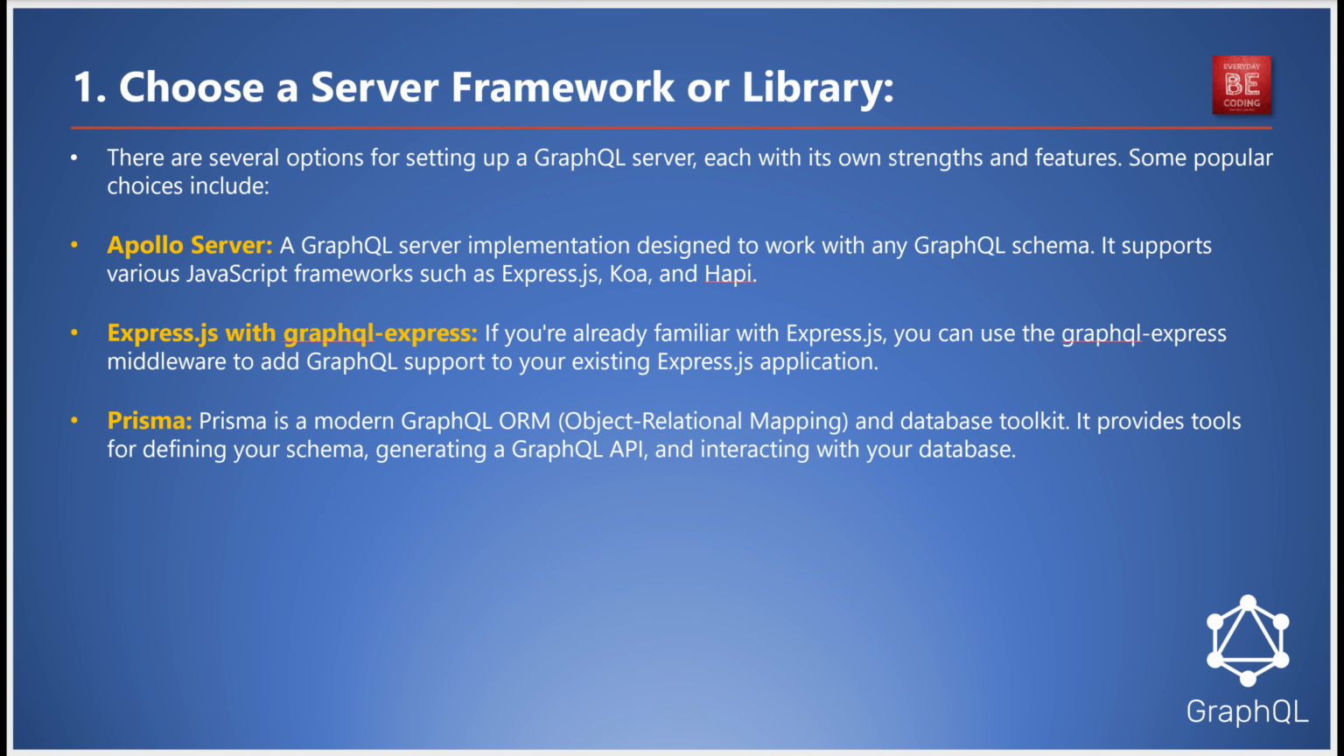First, select your server framework or library. Choices abound, but for many, Apollo Server shines due to its compatibility with any GraphQL schema. It integrates seamlessly with JavaScript frameworks like Express.js, Koa, and Hapi. Alternatively, if Express.js rings familiar, pairing it with graphql-express middleware could be your best bet. For those leaning towards a modern approach with database integration, Prisma offers a robust GraphQL ORM and toolkit.